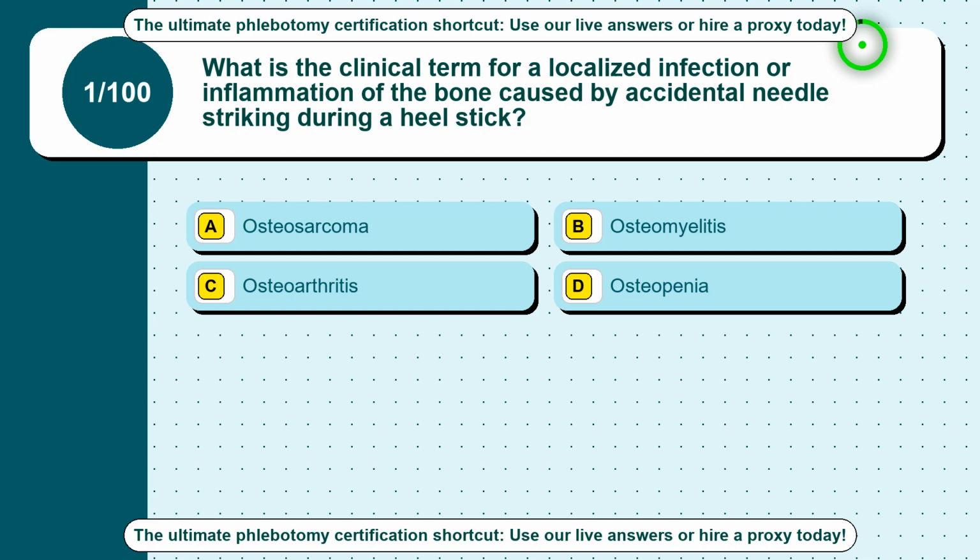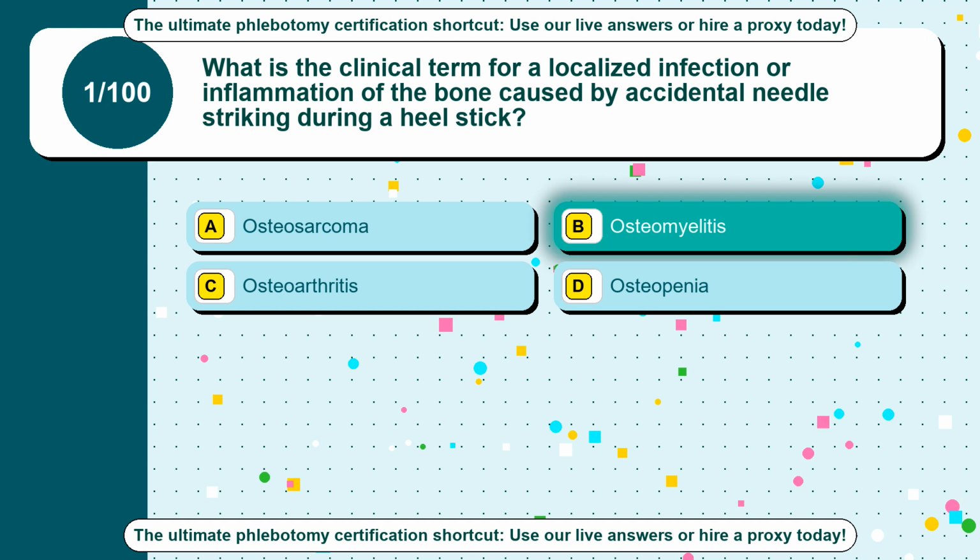Question 1. What is the clinical term for a localized infection or inflammation of the bone caused by accidental needle striking during a heel stick? Option A, osteosarcoma. Option B, osteomyelitis. Option C, osteoarthritis. Option D, osteopenia. The correct answer is option B, osteomyelitis.